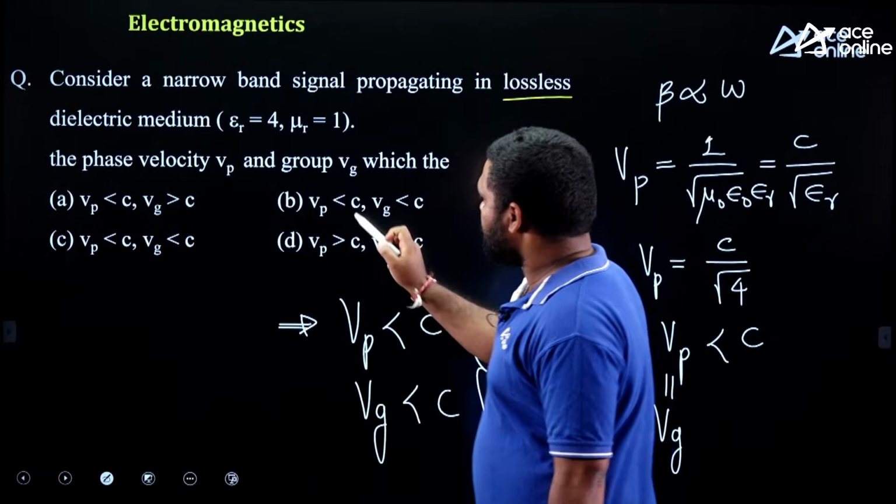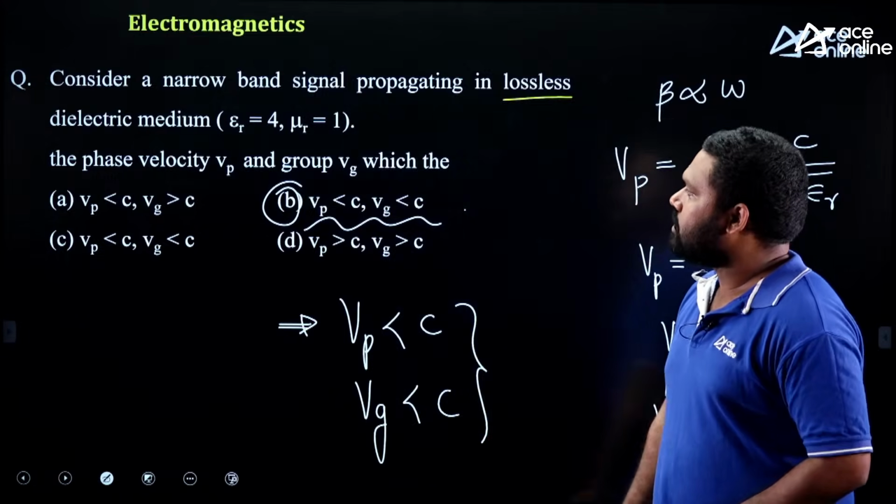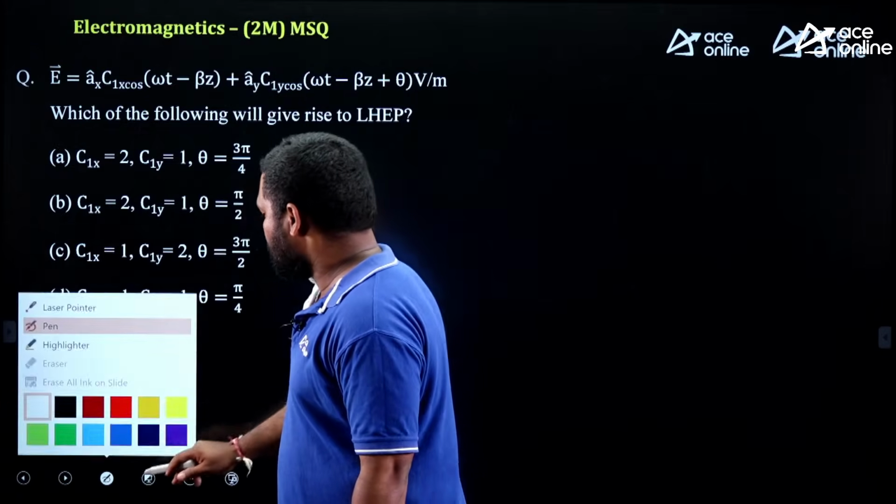Fine. So the phase velocity is less than C and group velocity is also less than C. Option B is the answer. Fine. So let us take one more question. This question was related to the polarization concept.